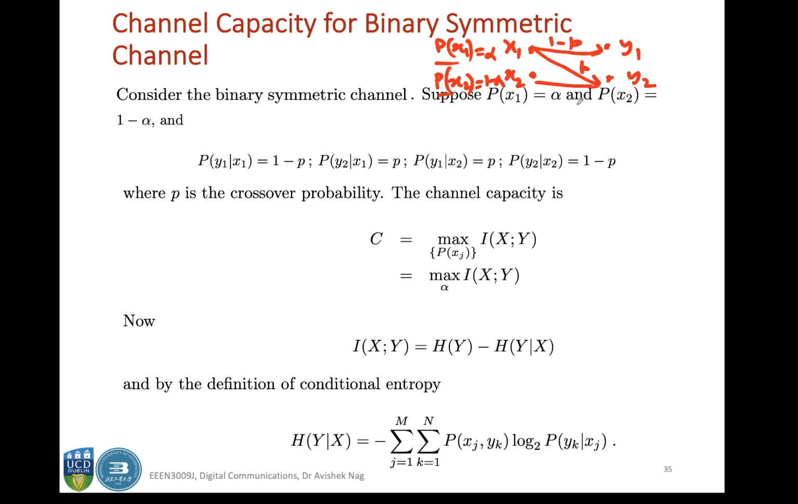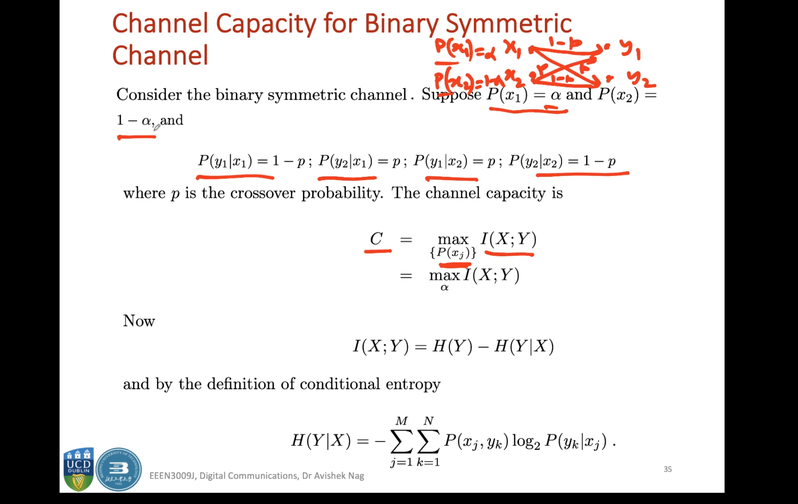Again, this probability is p and this is 1 minus p. So these are the transition probabilities. Now we have to find out the channel capacity, which is by definition the maximum of I of x semicolon y, the mutual information between x and y, over all the input probabilities. The input probabilities are given in terms of alpha. One of them is alpha, the other one is 1 minus alpha.